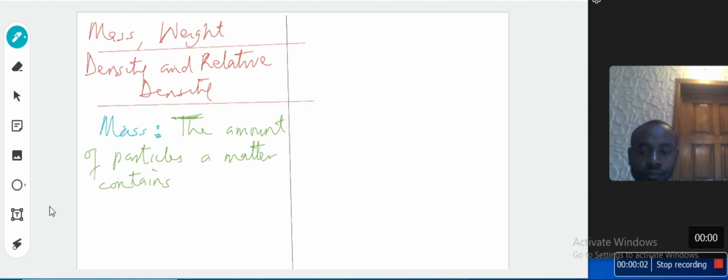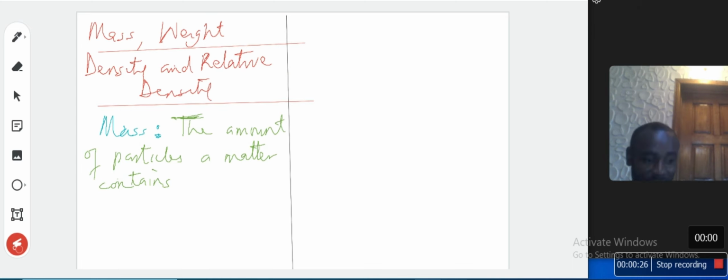All right. So mass, weight, density, and relative density. I said mass is the amount of particles a matter contains, or an object contains. When we say matter, what's matter? Matter is solid, liquid, and gas.